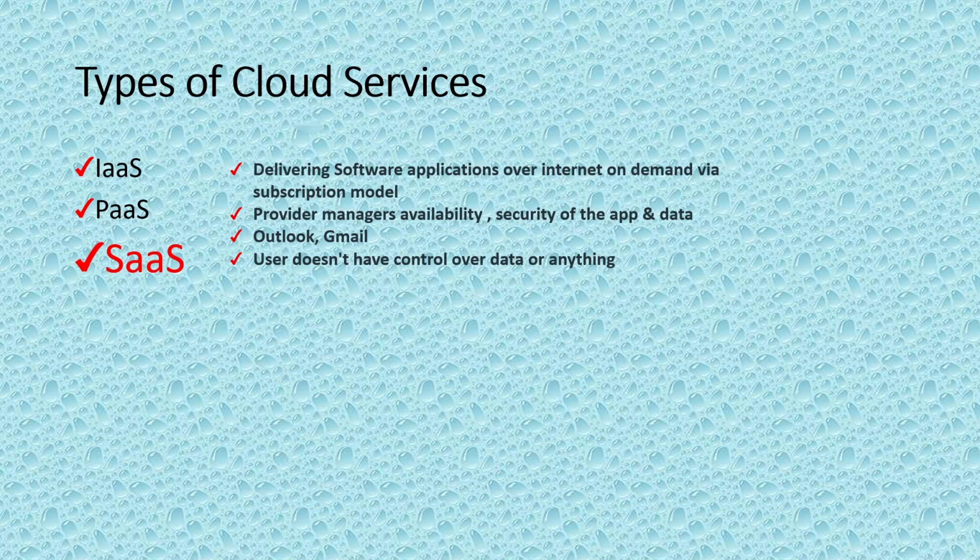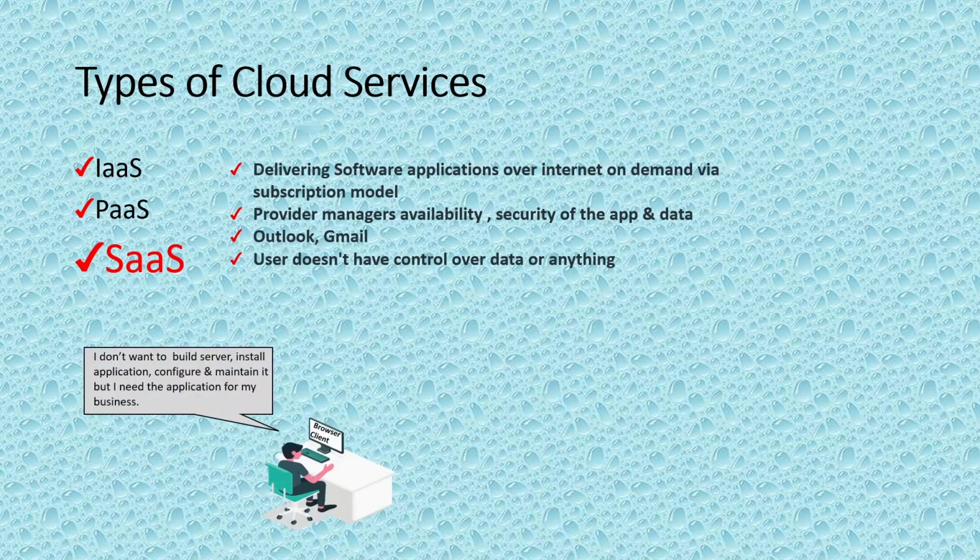Gmail and Outlook are the best examples of SaaS. We consume those software over the internet. Here, the user doesn't want to build or host the application. He wants the application to consume. In this case, he can use SaaS to consume the software.